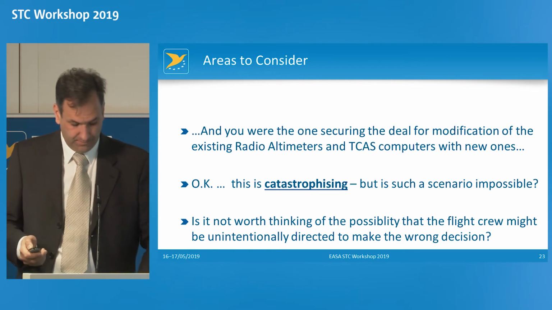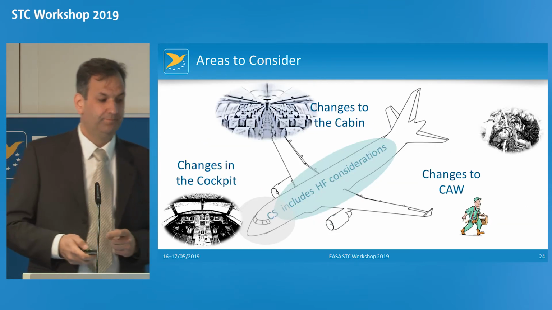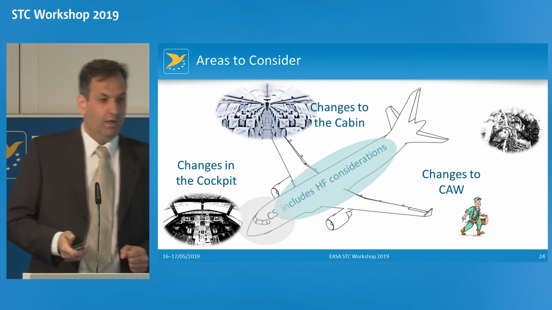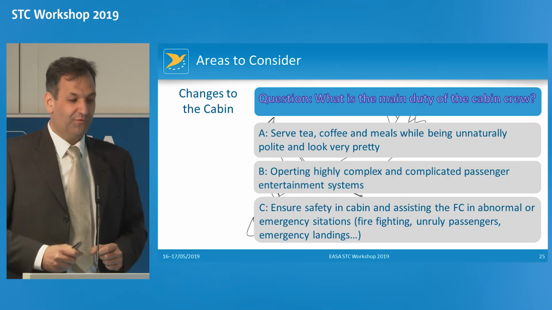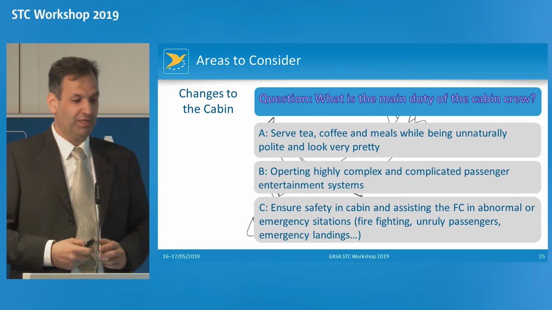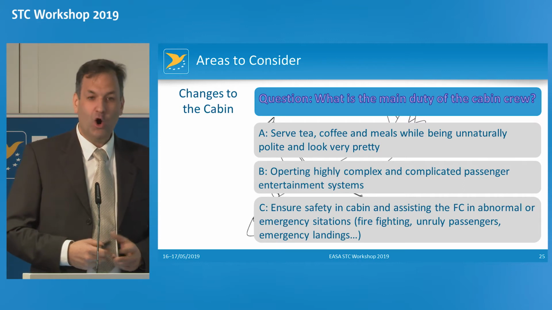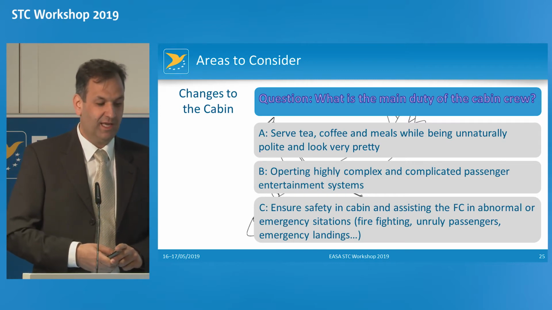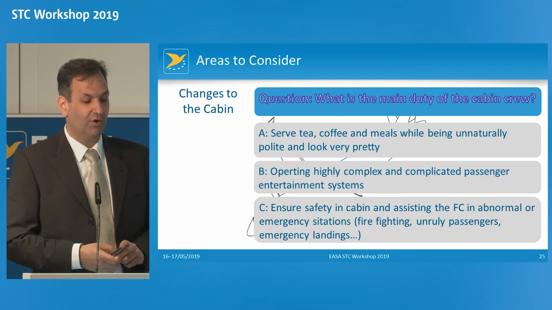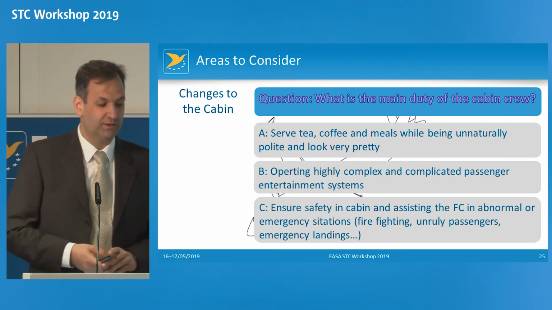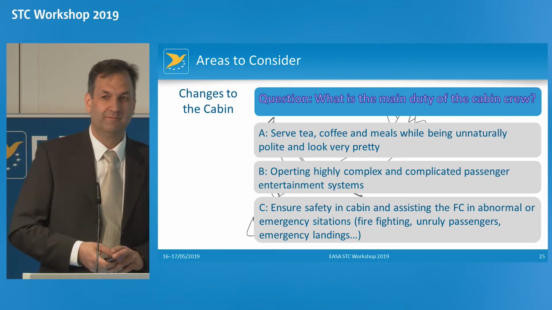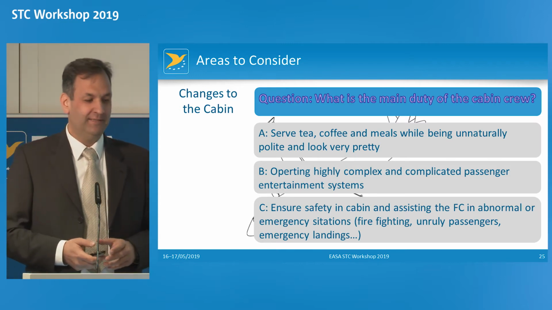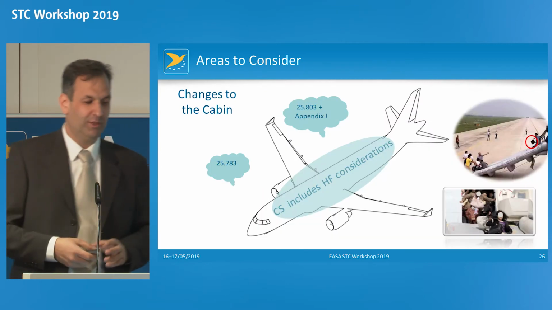Okay, let's go to the next group. Changes to the cabin. Here again my question. What is the main duty of the cabin crew? Serve tea, coffee and meals while being unnaturally polite and looking very pretty, or operating highly complex and complicated passenger entertainment systems, or ensure safety in the cabin and assisting the flight crew in abnormal or emergency situations like firefighting, unruly passengers, or emergency landings. Who is for A? Okay. So it is C again.